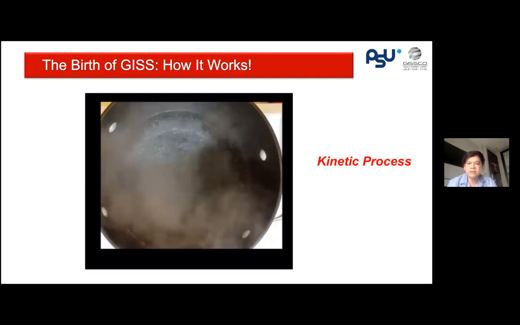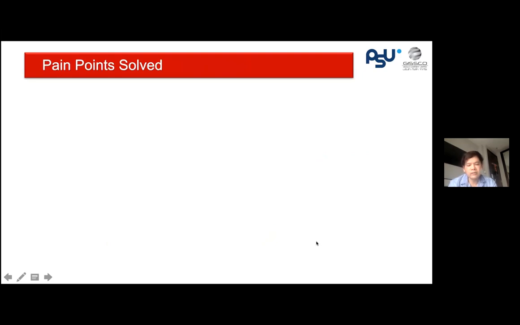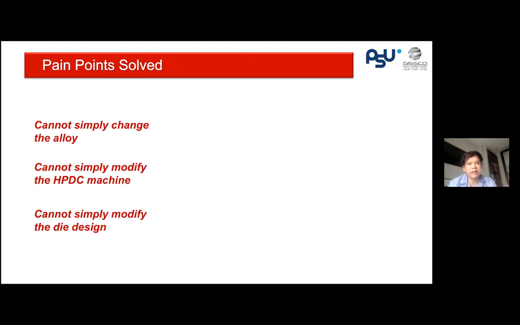And this is the reason behind that. We call it a kinetic process. It takes time for the solid to dissolve and remelt. This is the key behind the technology of the GISS process: we have solid particles in the liquid in the kinetic process, and it still takes time for the solid to remelt. So we have that metastable phase that we can cast into the die casting machine and the die, and that allows us to solve these pain points.